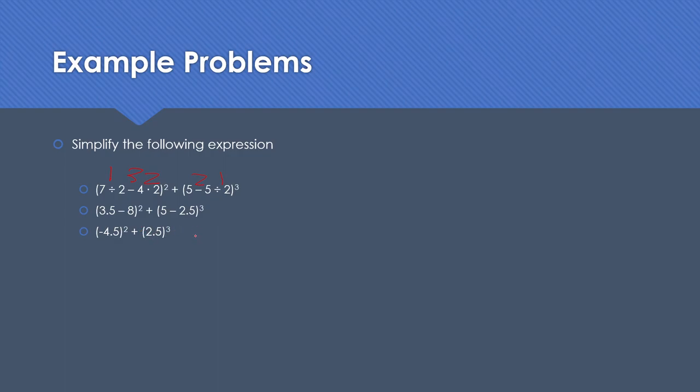Now we do the exponents. 20.25 plus 15.625. And then we add those together: 35.875.